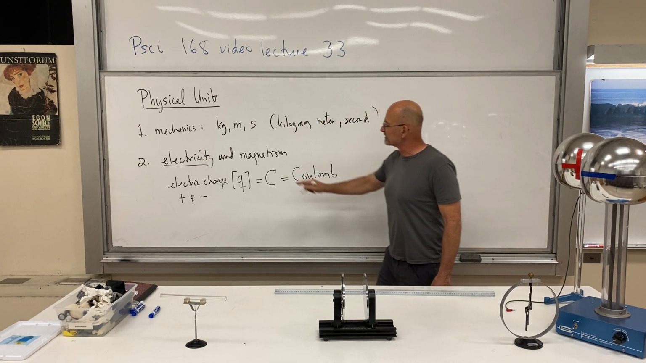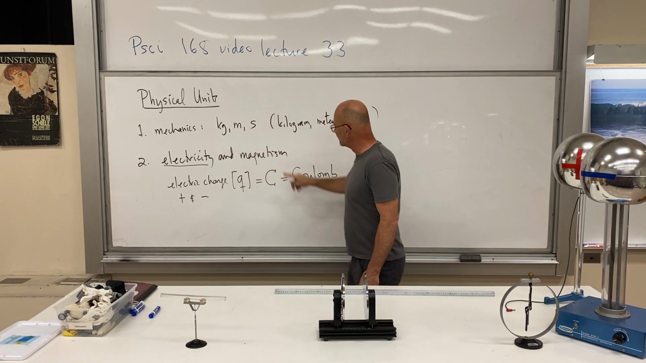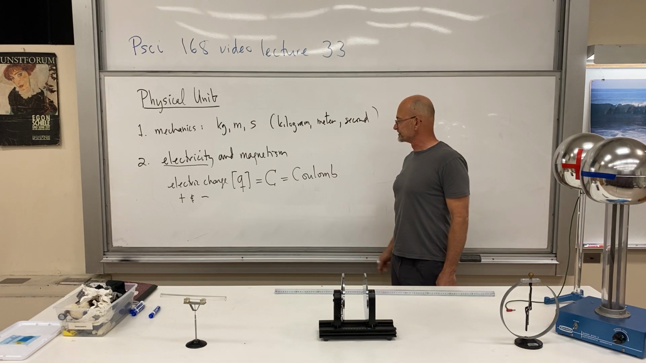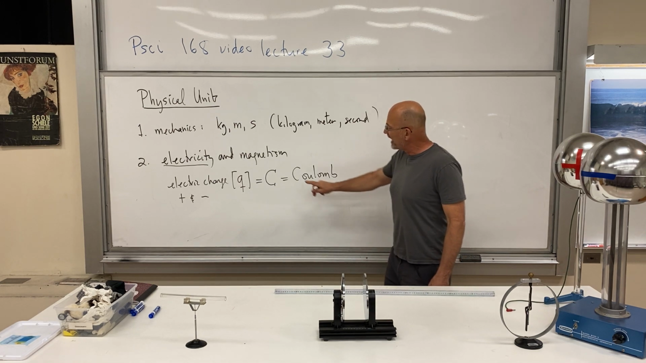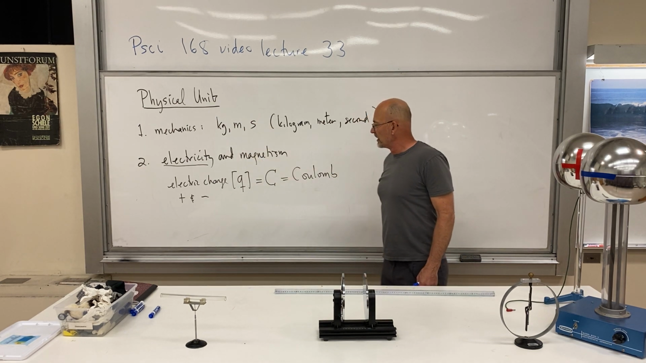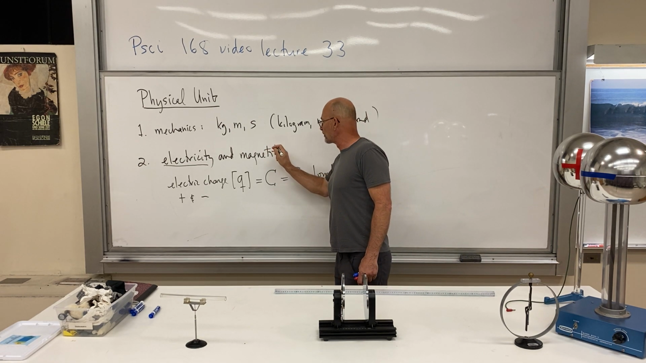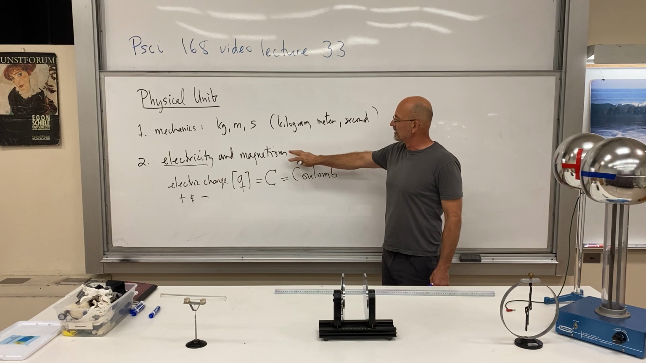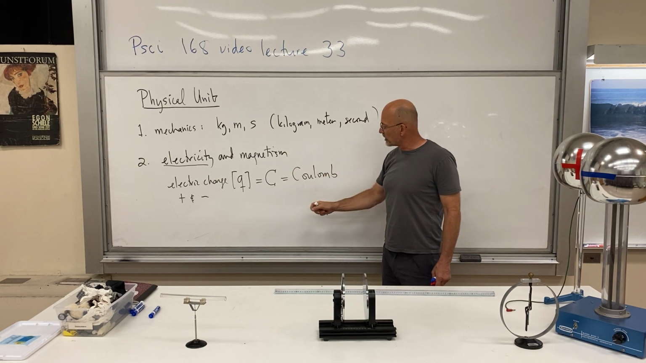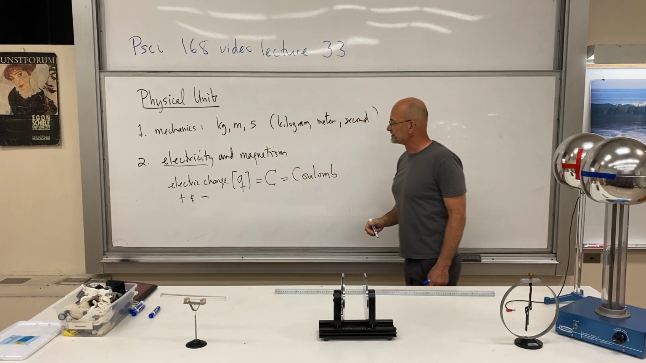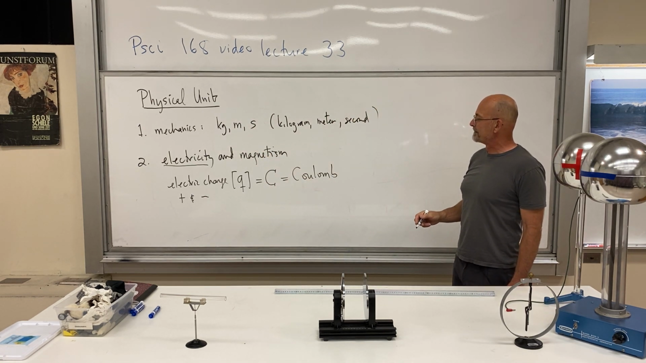So now what do we have? Kilograms, meters, seconds, coulombs. That's it. We're not going to add another one. Everything will now be made up out of these four. So we've got the electricity, and when we come back to magnetism, we're going to see some new phenomena, but we're not going to have to go beyond kilograms, meters, seconds, and coulombs. Okay.